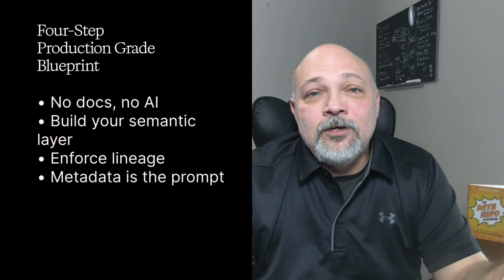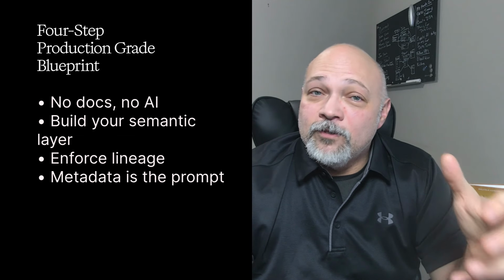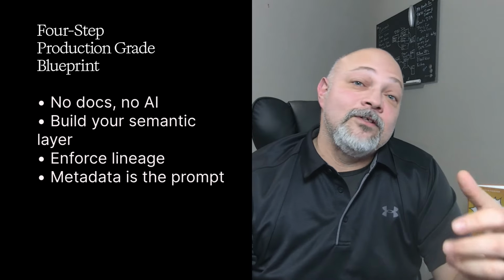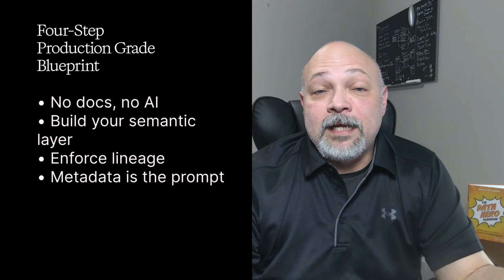Number 3, enforce lineage. Implement observability. If an AI agent answers a question, it must log exactly which semantic nodes it accessed. You need a paper trail for the hallucinations when they occur so that you could trace back what happened and troubleshoot and prevent it from happening again.